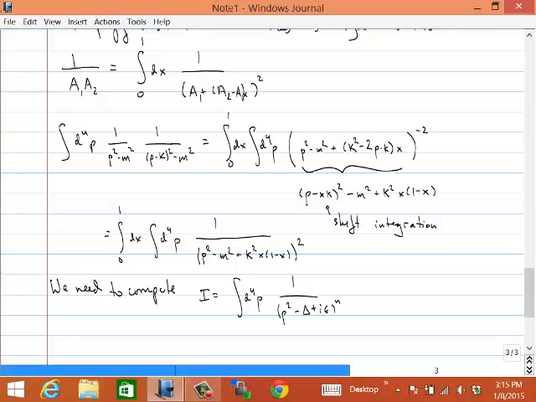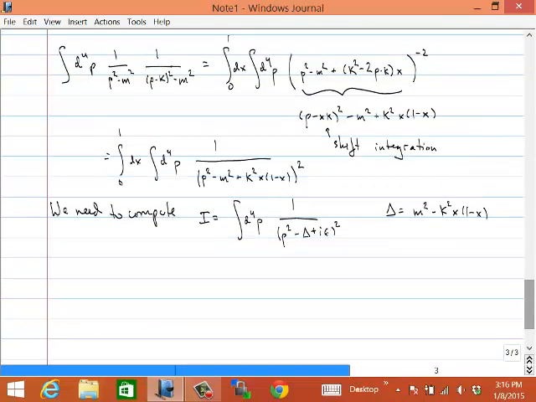So here, let's just focus on the case where n equals 2. And here delta is m squared minus k squared x times (1 minus x). Okay. Now, the trick that I'm going to use to evaluate this integral is actually a rather subtle trick. And this is the first time where these i epsilons that we're introducing are going to be important.